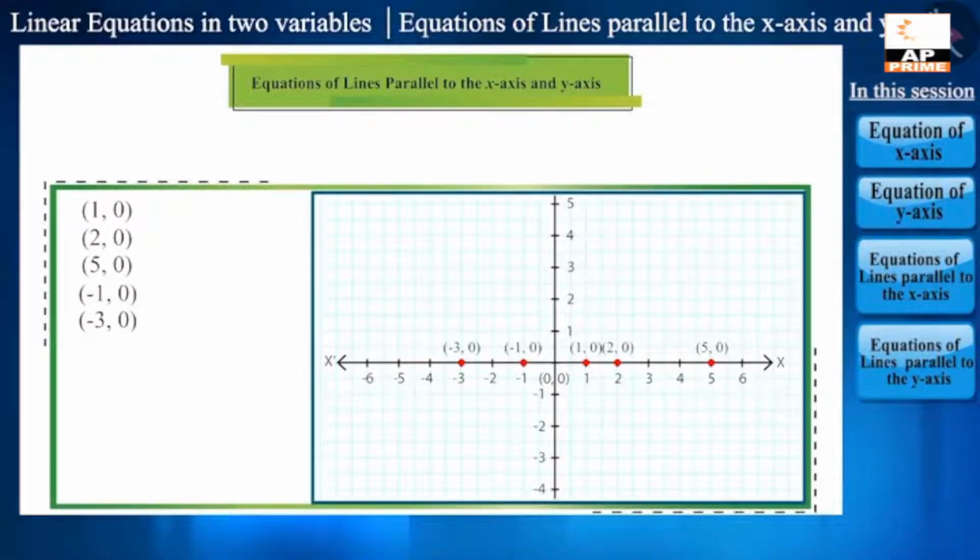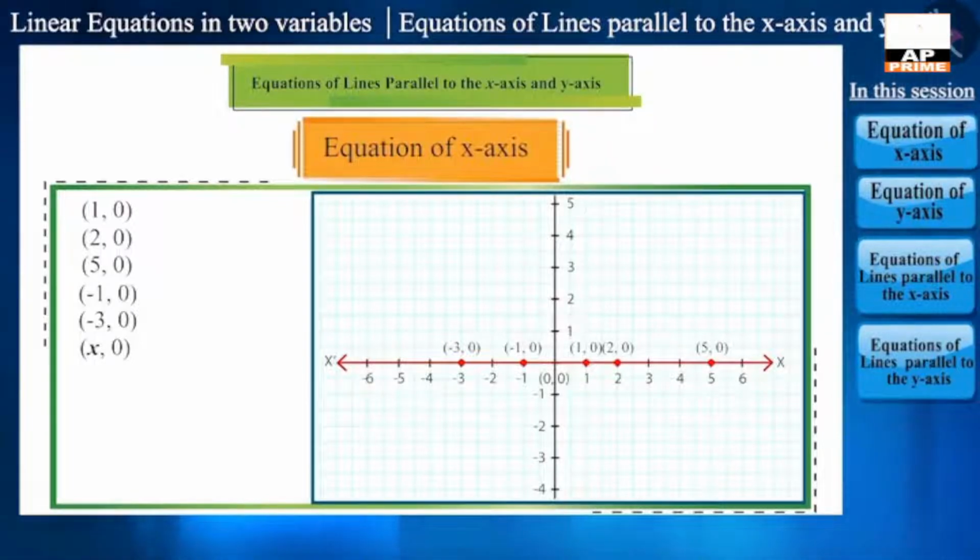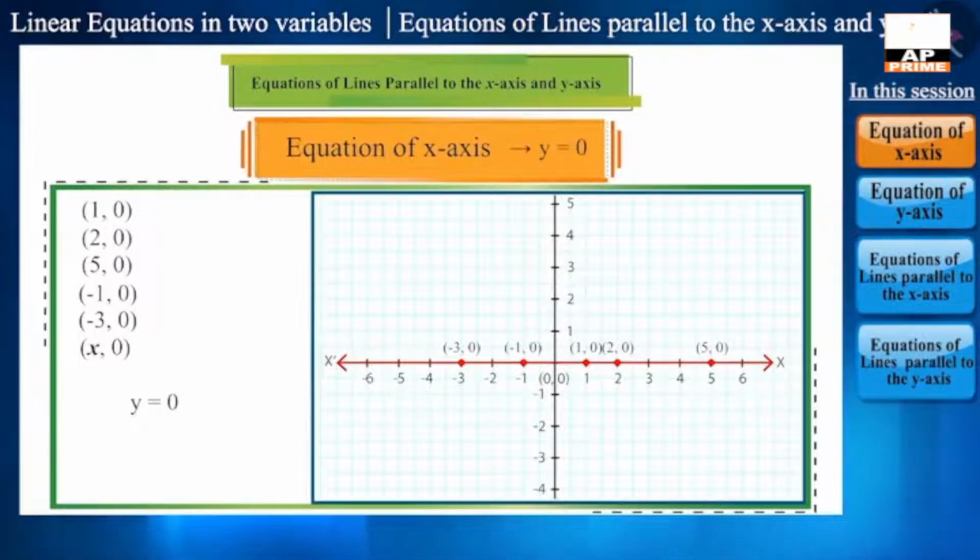Hence, we can say that the points whose y-coordinate is 0, or which are in the form (x, 0), will lie on the x-axis. The line formed by all the points in the form (x, 0) is the x-axis. Can you tell what will be the equation of the x-axis? Let's find out. We know that the y-coordinate of all the points lying on the x-axis will be 0. That means the x-axis is the line where y is equal to 0. And this itself is the equation of the x-axis.